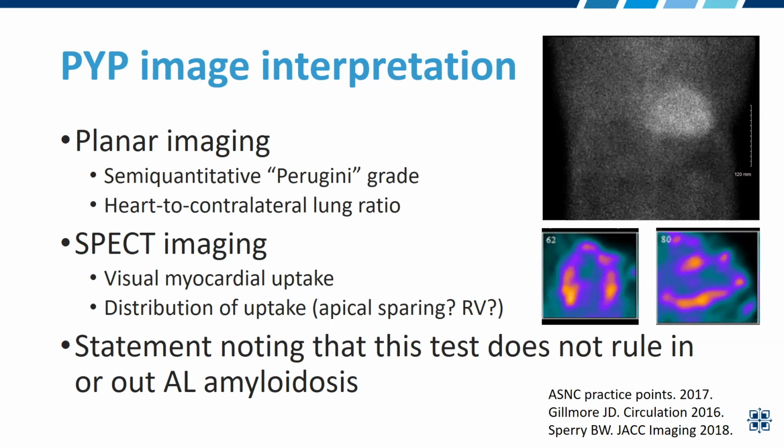For PYP image interpretation, historically there are 3 components to a report. First is looking at the planar image, the image on the top right, which is like the chest X-ray type image. From that image, we can assess the semi-quantitative grade, or the Perugini grade, as it was originally described. Then we can look at the heart to contralateral lung ratio, which is drawing usually a circular region of interest over the heart, mirroring that over the contralateral lung, and taking the ratio.